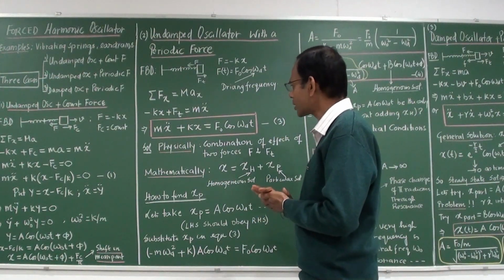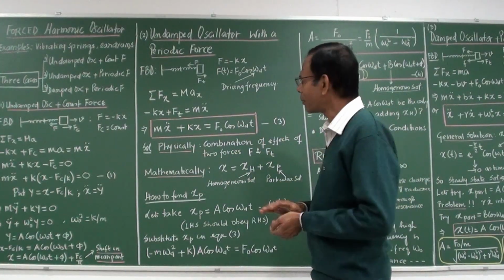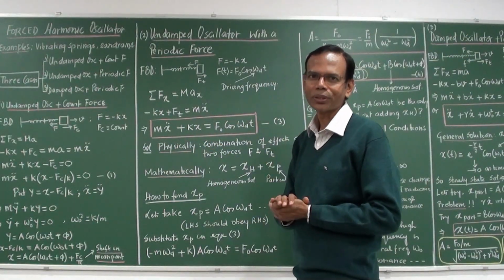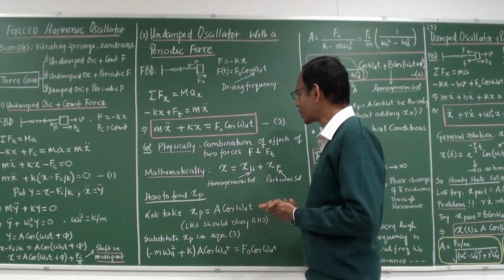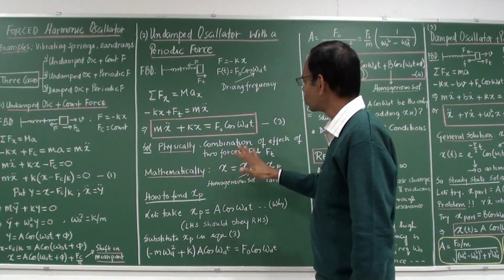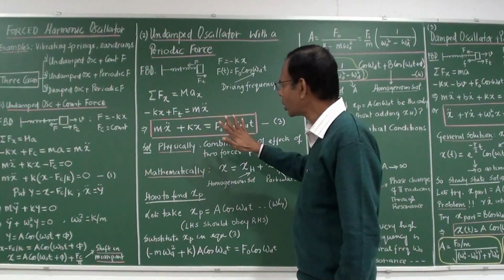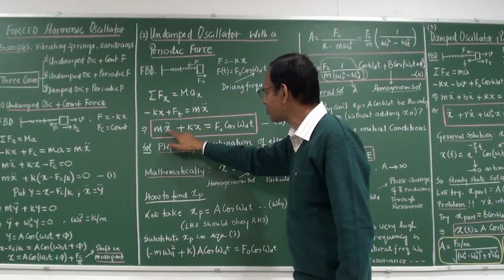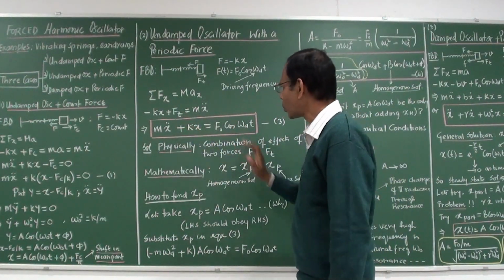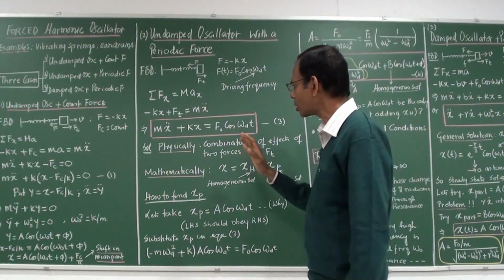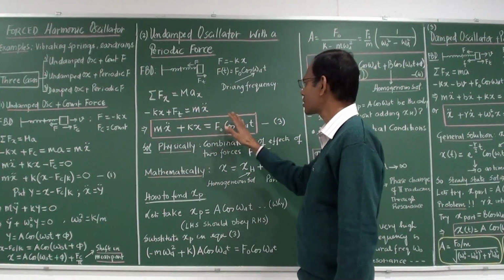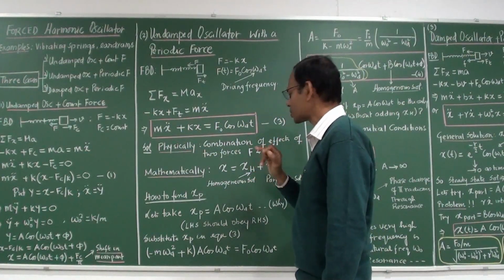Okay, so let us now come back to our mathematics. Mathematically, how do we treat this equation? Suppose the solution is x. We keep the forcing term as 0, that is, mx double dot plus kx is equal to 0. That equation we call a homogeneous equation, and its solution is the homogeneous solution, xh.